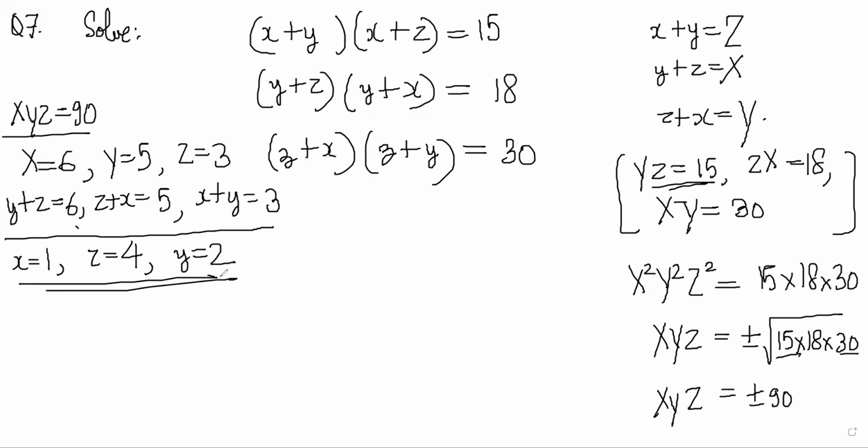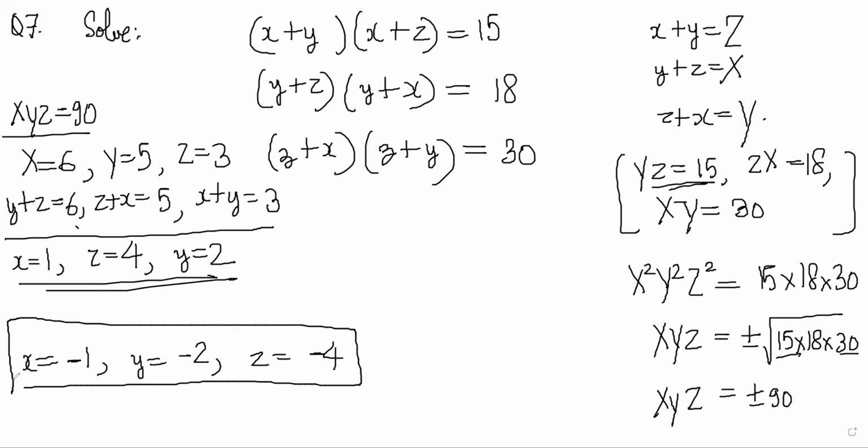If you take x, y, z is equal to minus 90, you can similarly solve and get the other set of solutions. I will just write the answer here. X is equal to minus 1, y is equal to minus 2, and z is equal to minus 4. That is the other set of solutions following the exact same method. So with this type of simultaneous equations, mostly there will be a nice substitution that will make it easier. We did that substitution here, and the trick after that was multiplying and taking the square root, right?